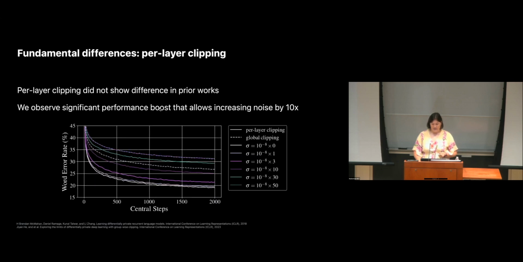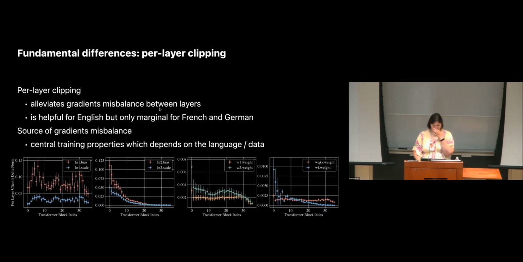In the end, we're showing that if you do that, you can improve performance, or you can increase your level of noise, which means you bring more privacy to your models. And it's interesting that it's also data dependent. We see this for English, but we don't see this for French and German.